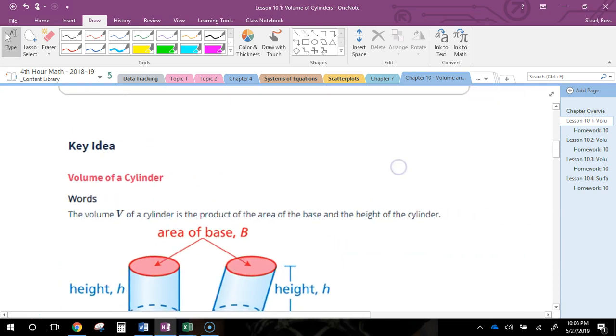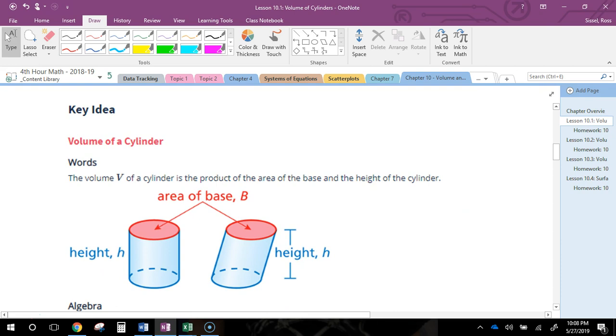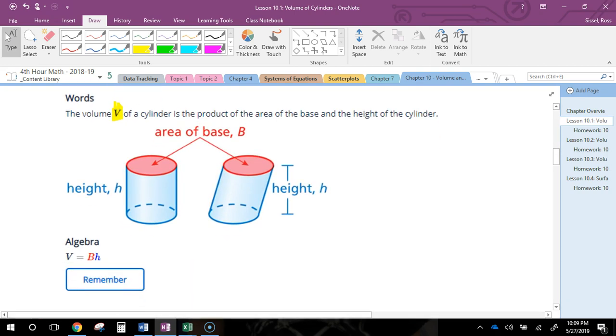Let's look at today's lesson. Today our key idea is the volume of a cylinder. The volume, or V, of a cylinder is the product of the area of the base and the height of the cylinder. If you look at our picture, you're seeing volume equals B times H. So volume is base times height. In the picture, this is the base, the flat part of the cylinder, the circle part, and there's a top and bottom to it. Then there's how tall our cylinder is. If the cylinder is leaning, we still find that total height.